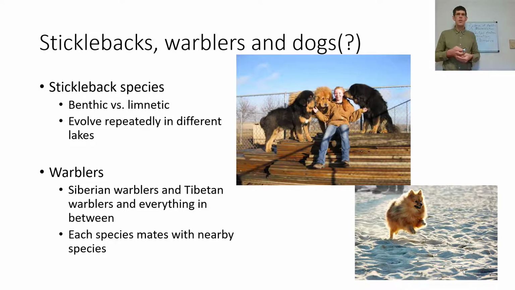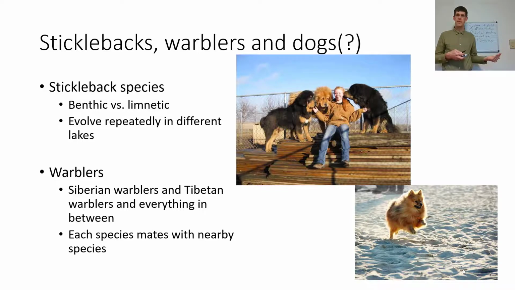So we know this. Warblers, we have Siberian warblers and Tibetan warblers. We also have a gradient in between. Each species mates with the next nearest species, but if you were to take a Siberian warbler and a Tibetan warbler, they're not going to produce a viable fertile offspring. So this would show how they can each mate with the next one, but they can't mate end to end. So it's a messy species concept.